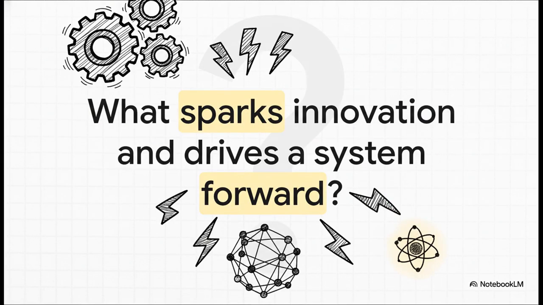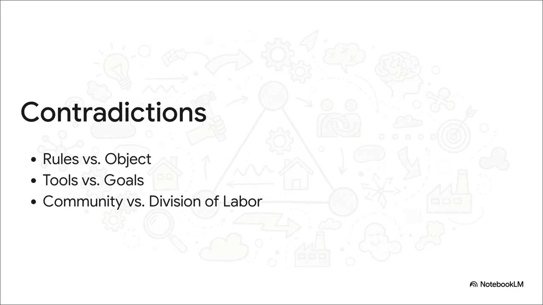So if conflict is the engine, what's the spark? What's the thing that actually kicks off the innovation and pushes the whole system to become something different, something better? The framework has a special name for that spark: contradictions. It's just a way of describing those tensions between different parts of the system. Let's go back to our software team to make this real. Imagine a conflict between the rules and the object. The team's object is to innovate fast, but a company rule demands a slow, bureaucratic approval process. See the clash? That's a contradiction.